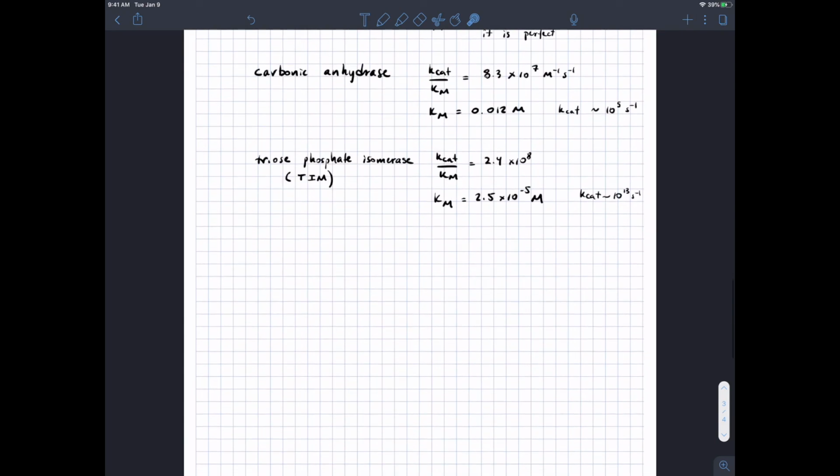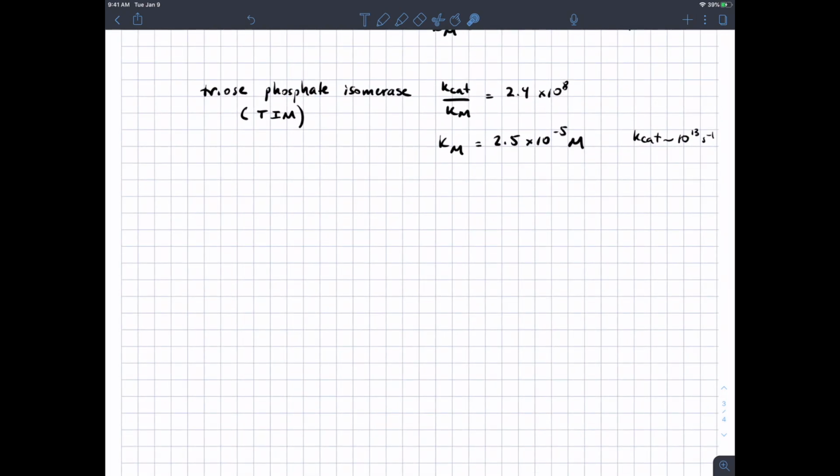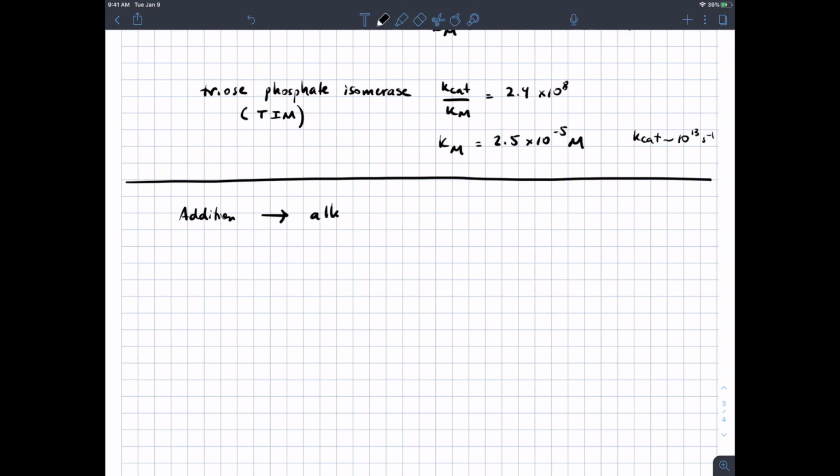So in Chapter 10, we focus on addition and elimination reactions. And so for addition reactions, we're going to see various options. These typically involve pi bonds. So this will involve alkenes, alkynes, carbonyls, and arenes. There are multiple types of addition reactions.